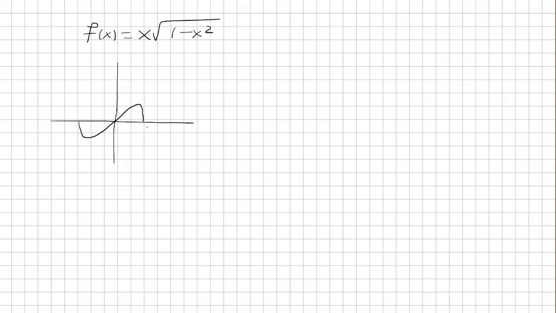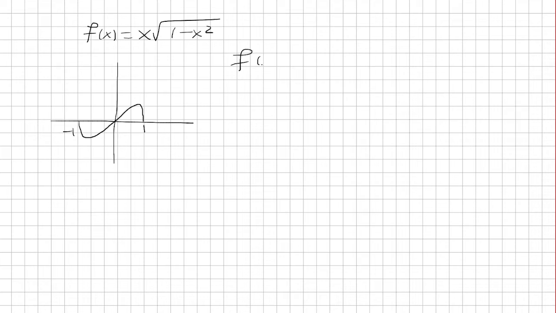Let's find the total area of the function f of x equals x times the square root of 1 minus x squared and the x-axis. Now let's graph this. The function looks something like this. One thing to notice is that these two areas are going to be the same if we ignore the sign.